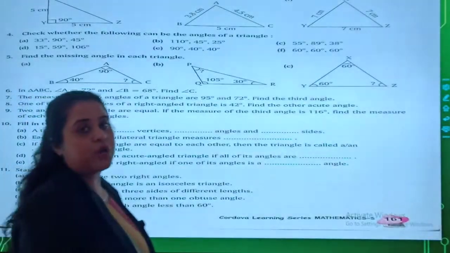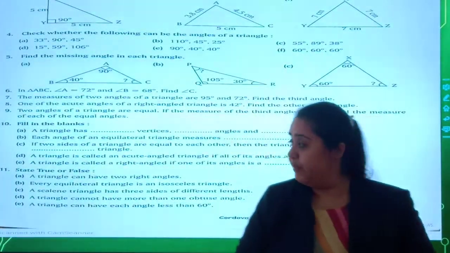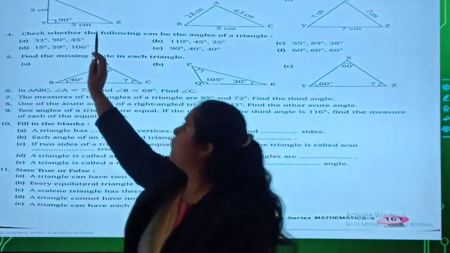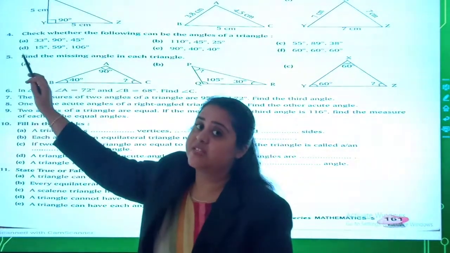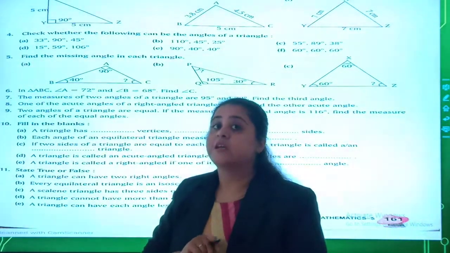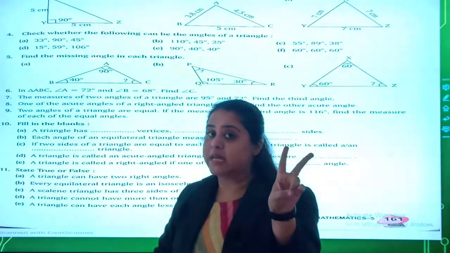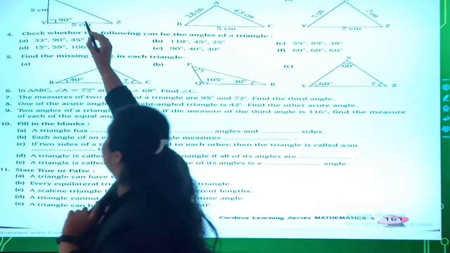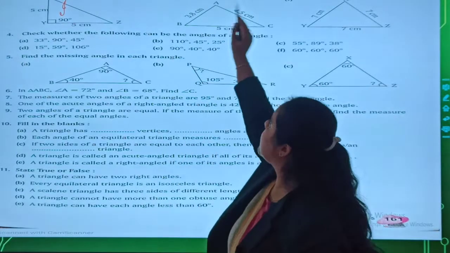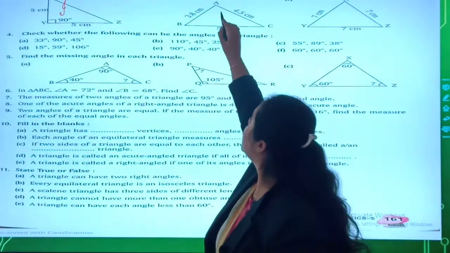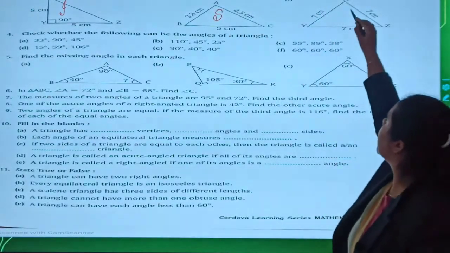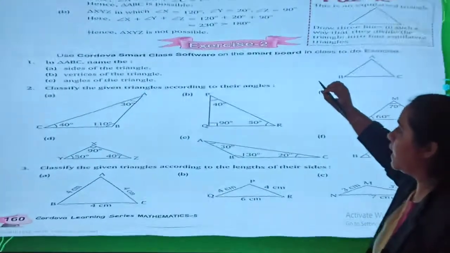Let's turn the page on 161. As you can see, in this 5 centimeter, 5 centimeter, and 190 is there. So I can say that two sides are equal, isosceles. In this, all the sides are different, so scalene. In this, all the sides are equal, so equilateral.